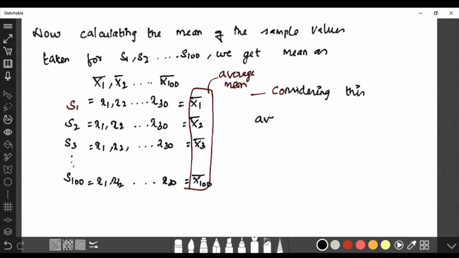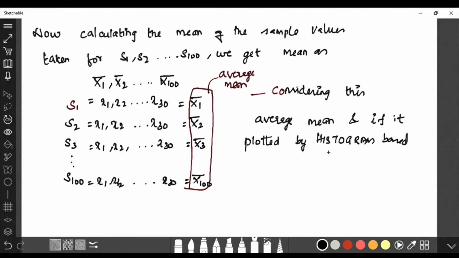So now, considering this average mean value, we are going to plot a histogram. So we are going to draw this distribution. Previously, if a distribution is drawn from the data points, it will not be normally distributed.